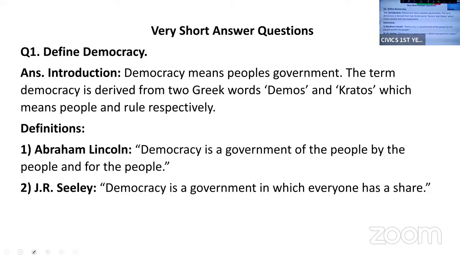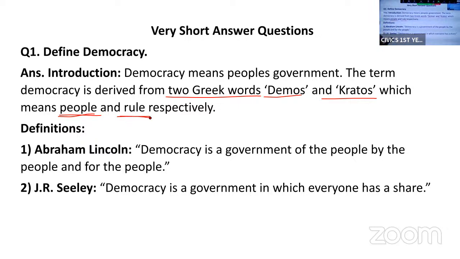Let us move to very short answers. The first one is define democracy. See, here again, you can write the introduction, which you have learned in the first question. It is derived from the Greek words demos and kratos, which mean people and rule respectively. So what is democracy? It is people's rule.